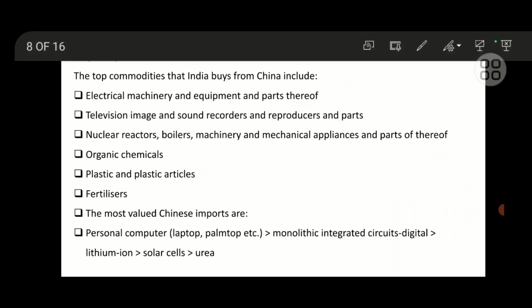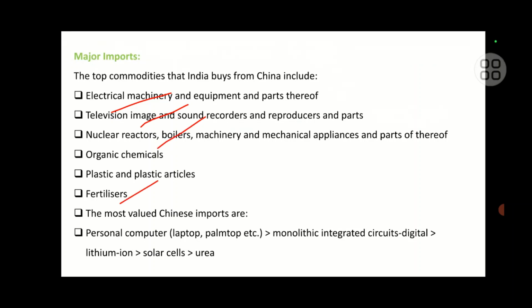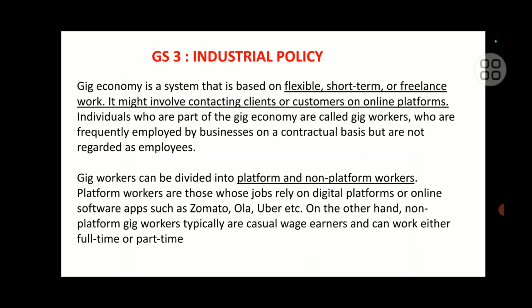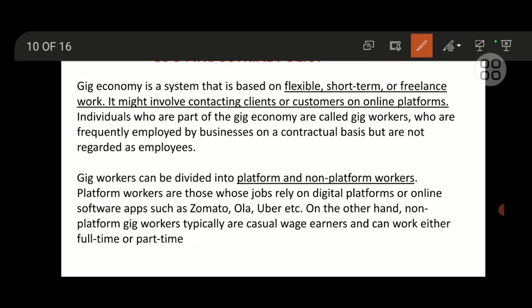The major imports we are importing from China are electrical goods, television, nuclear reactors, fertilizers, etc. The next issue is that China is protecting gig workers by providing basic rights. This comes under GS3 industrial policy.